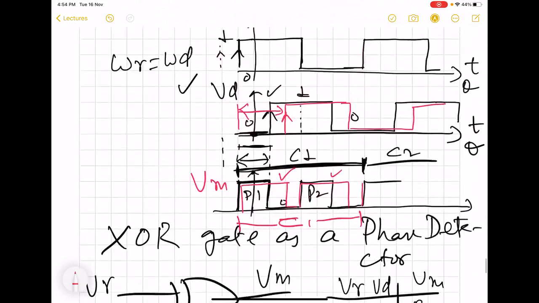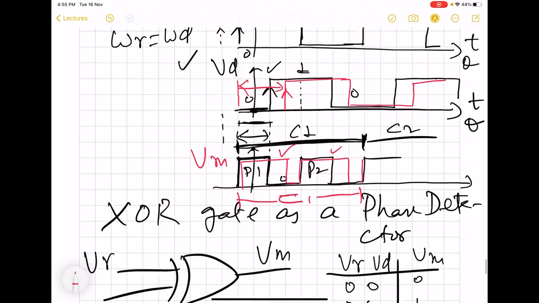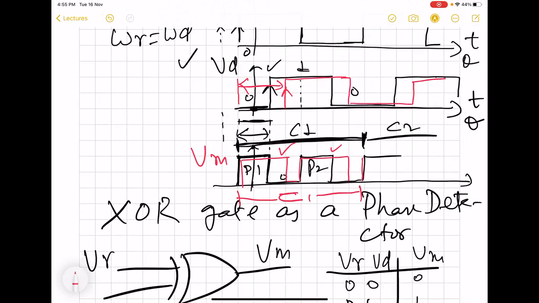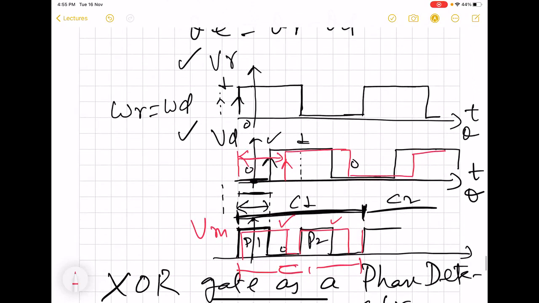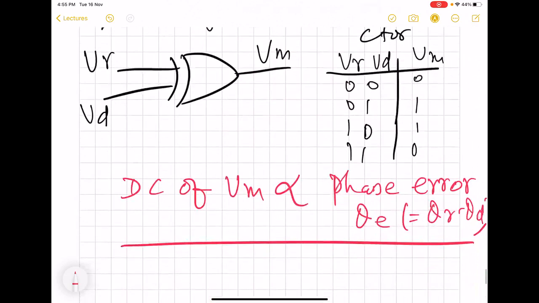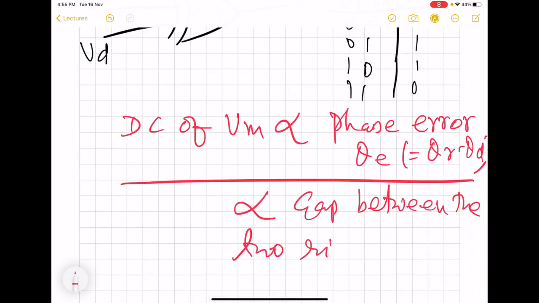So what we need to do for detecting the phase error, or the gap between the two digital signals, is find the circuitry which will give you a pulse, or again a digital signal, such that the DC content of that digital signal over one cycle is proportional to the phase error, or the gap between the rising edges, which is proportional to the phase error. So this DC is also equal to the phase error and the gap between the two rising edges.